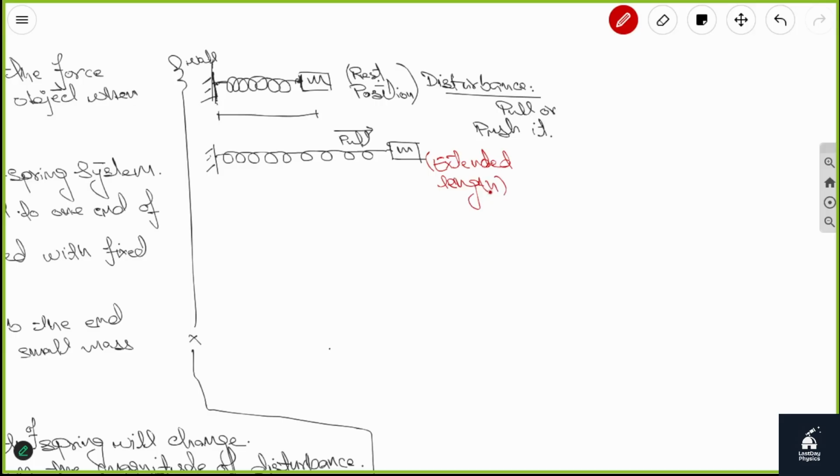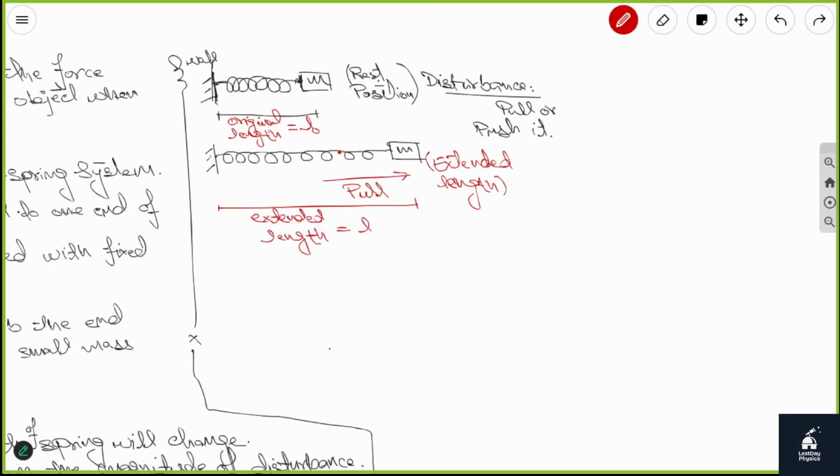So the observation now is that the pull, because the pull and push is the force, so by definition it was the force that you exerted, correct? So this was the original length which was equal to L. When it was at rest position there was no disturbance. When we pulled it, this is the direction of pulling.